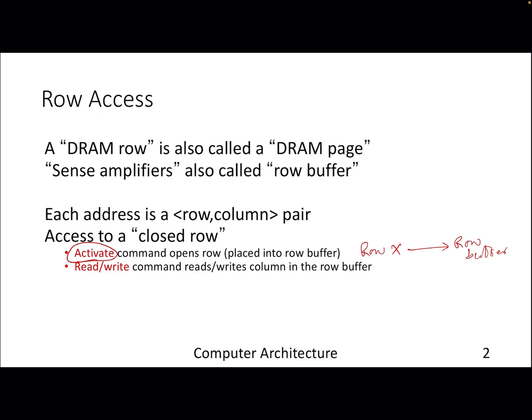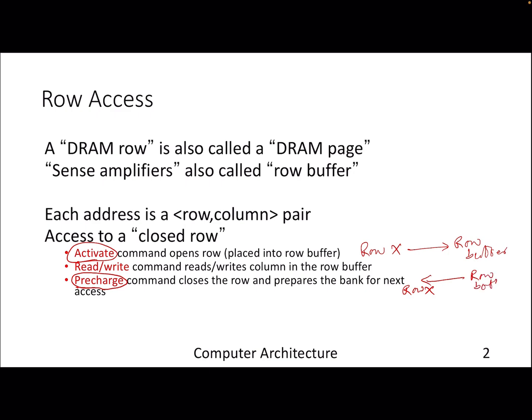Then comes the read or write command that you want to perform, depending on whether it's a load or a write back. And finally, there is a command called precharge, which puts the row back from the row buffer into the row X. If this is the row buffer, the precharge will put the data back into the corresponding row X. So these are the three commands which will be scheduled by the DRAM controller. The DRAM controller will send these commands for a given rank, bank, row and column, to activate a particular row, read or write from columns, and then finally put it back.